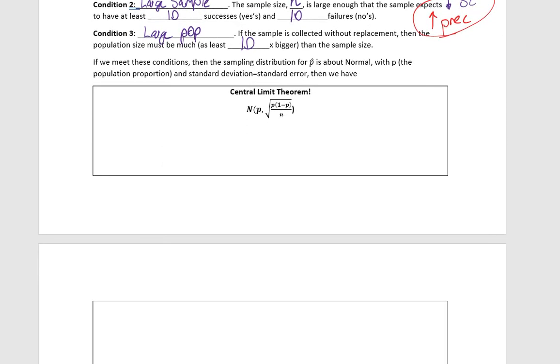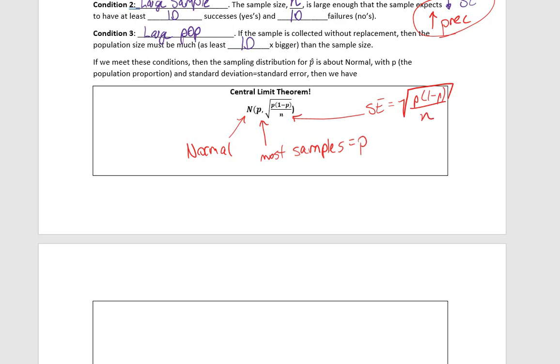Now, if we meet all three of these conditions, so we're not biased, we don't have a big standard error, and we have a big enough population, what that tells us is that our samples are going to follow a normal distribution where most of our samples are going to have an average value of p, and that they're going to be off by about this much.